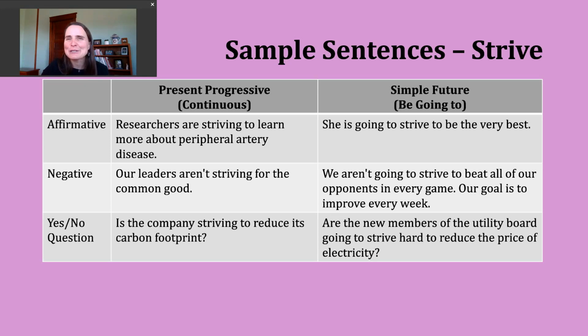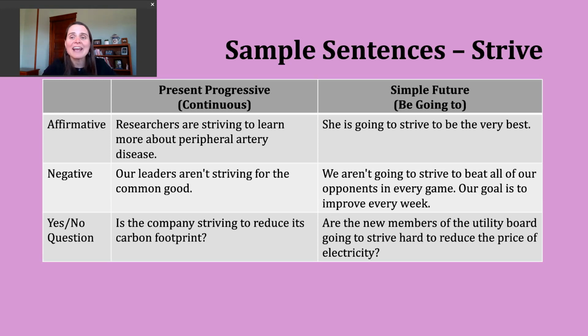Finally, let's look at making a yes or no question in the present progressive. To do this, I start with a present form of be, am, is, are, whichever form matches my subject, that subject comes next, and then you're going to see the ing form of the verb. Here's another example. Is the company striving to reduce its carbon footprint? Okay. So we want to know, are they doing things to do less harm to the environment?